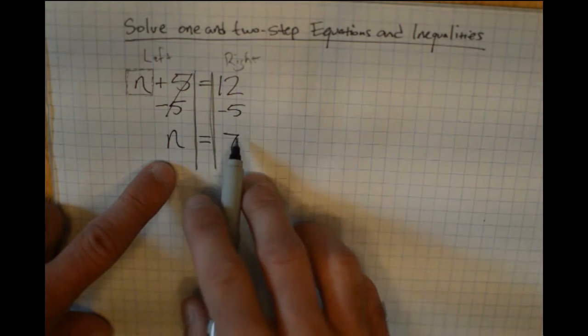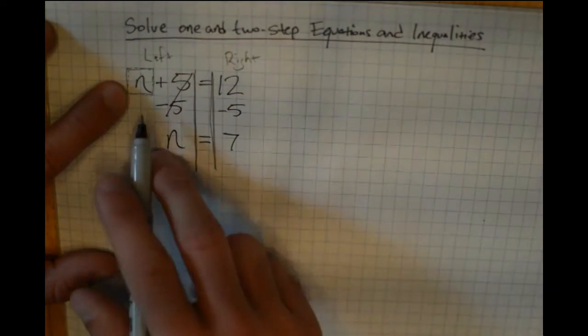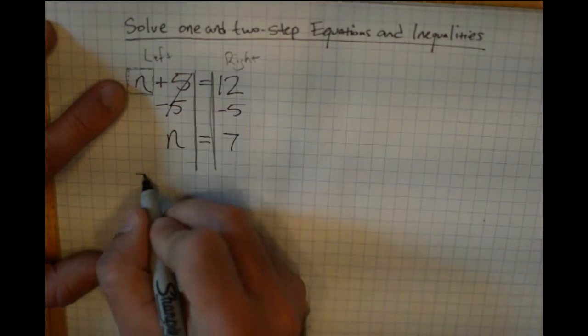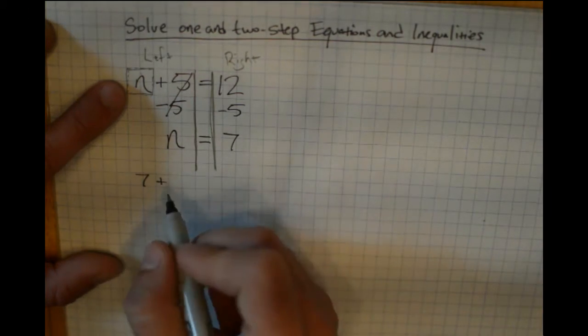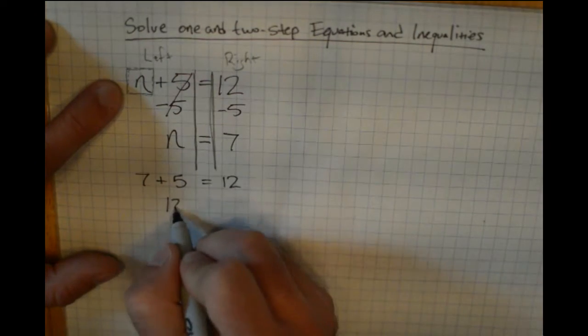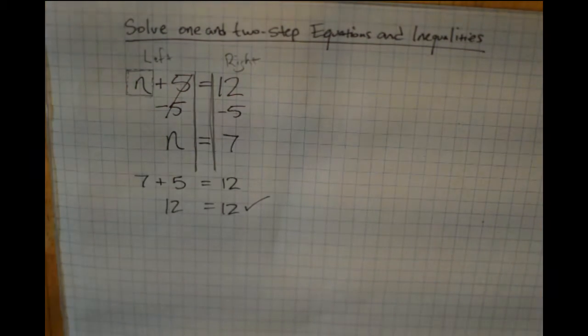What that means is if I take that value of 7 and substitute it back in for the variable, I am going to have a true statement. So it's always a good idea to check. I'm going to take that number 7, replace n, and substitute it. So I have 7 plus 5 equals 12, and 7 plus 5 is 12. So it did work. That means that 7 is a valid solution.